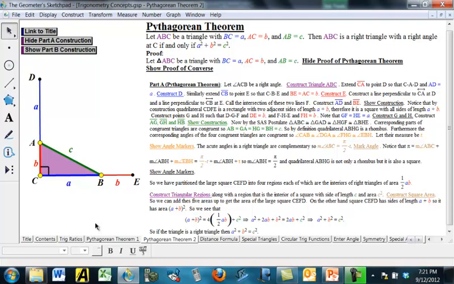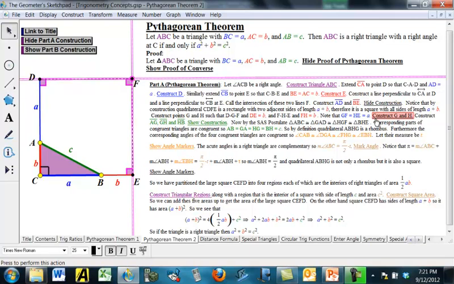So what we're going to do next is construct some perpendicular lines here and finish our square out. So we can construct a line through D perpendicular to DC, and a line perpendicular to CE through E, and call their intersection F. And it turns out, of course, those two lines will be perpendicular. And now what we have here is actually a square. So CDFE is a square, and each one of the sides has length a plus b.